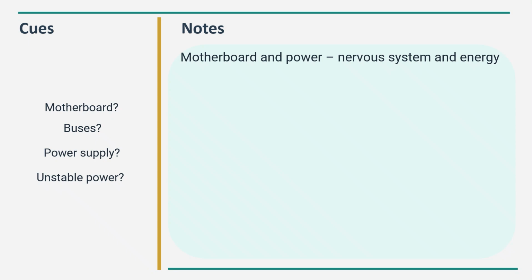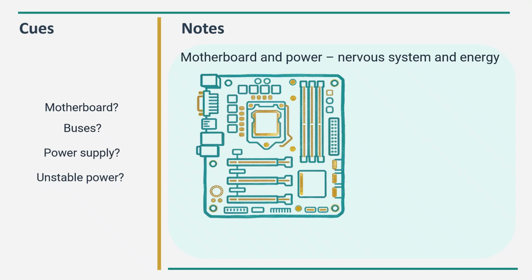Now we will look at the motherboard and power. The motherboard is similar to our nervous system, and the power is the same as the energy that we get from food. The motherboard is the main circuit board that connects the CPU, RAM, storage, and other ports. Data travels along these buses, tiny pathways, so parts can send and receive signals at high speed. Just like your nervous system connects your brain to the body, the motherboard connects computer parts.